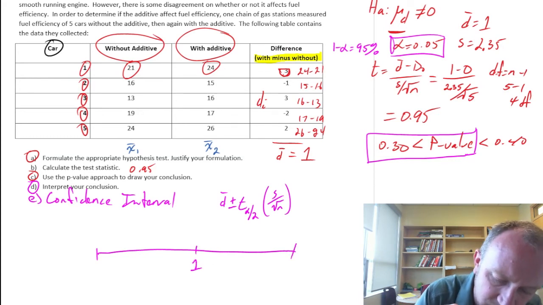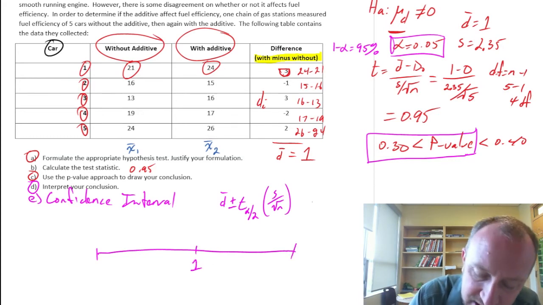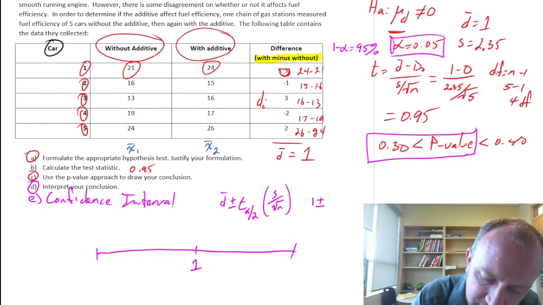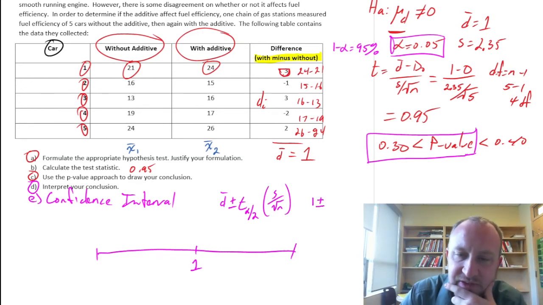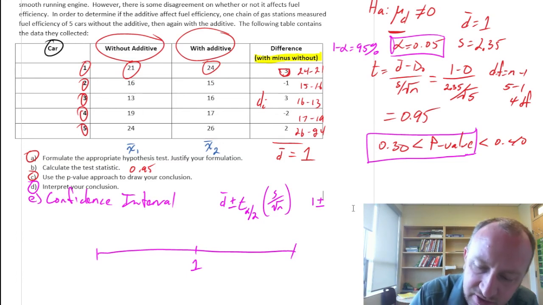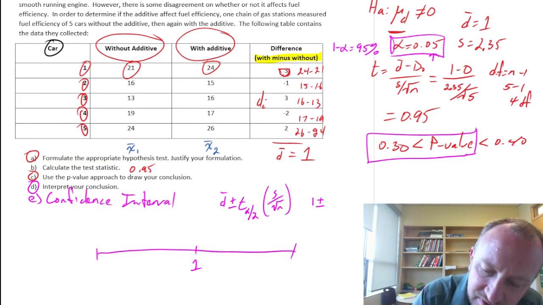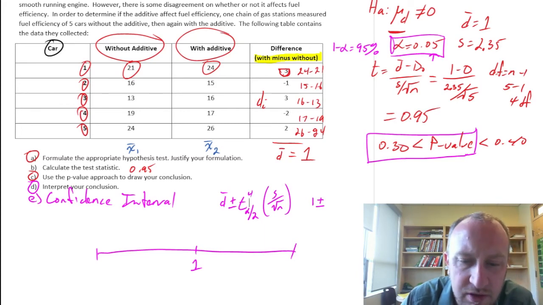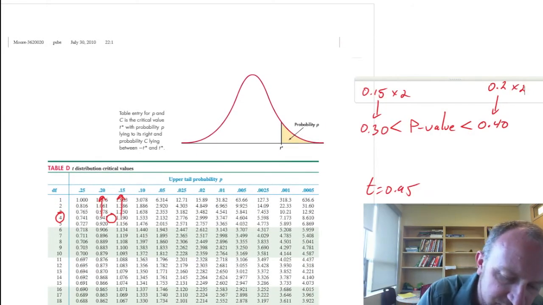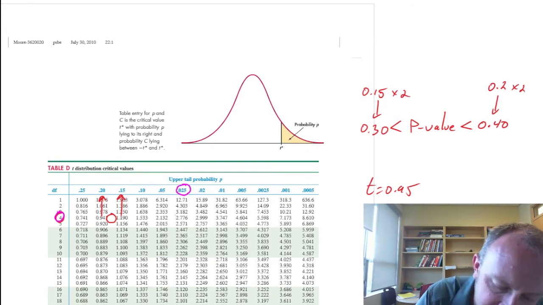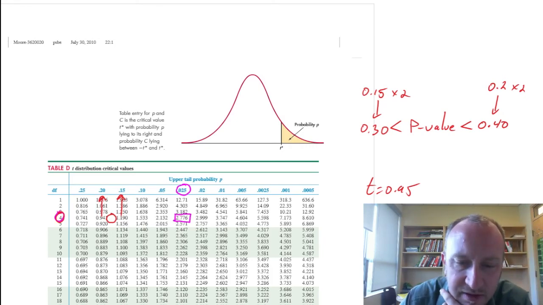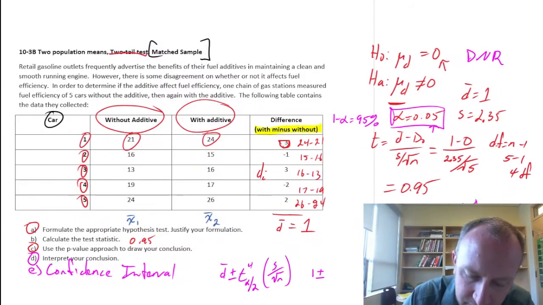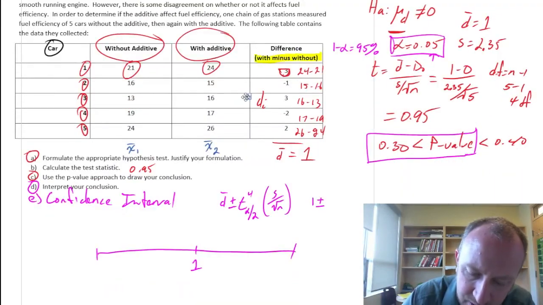Point estimate was 1. So this is going to be 1 plus or minus. I need a critical value. Alpha divided by 2 is 0.025 because alpha is 0.05. And we have 4 degrees of freedom. So if I go to my t distribution, 4 degrees of freedom, and alpha divided by 2 is 0.025, there's that critical value there, 2.776.